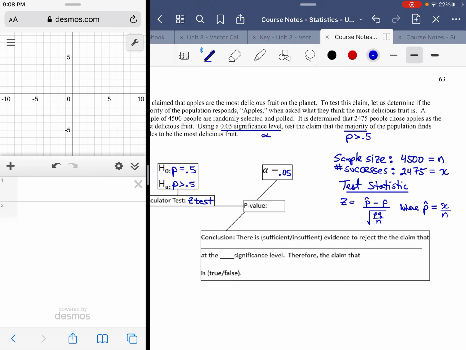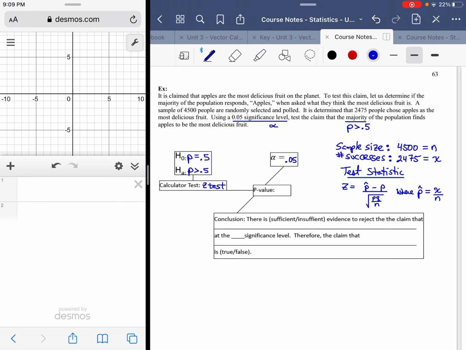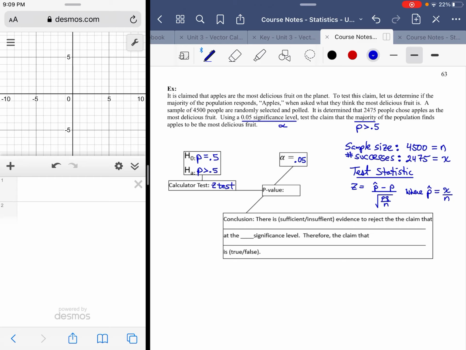So what we're going to do is compute this test statistic and use that to determine our p-value. What we want to do is determine the area in the standard normal curve that's to the right of the test statistic. That's going to be our p-value. The reason why it's to the right is because the alternative hypothesis has a greater than symbol.